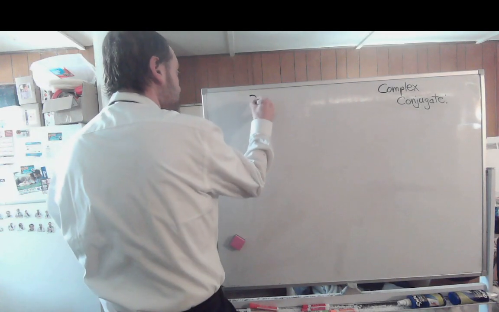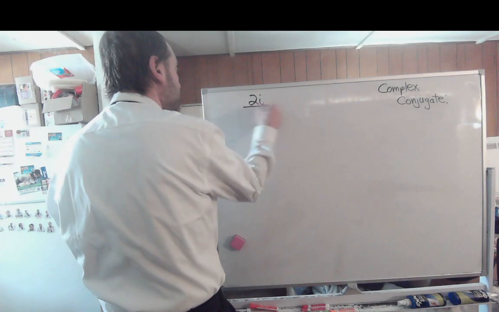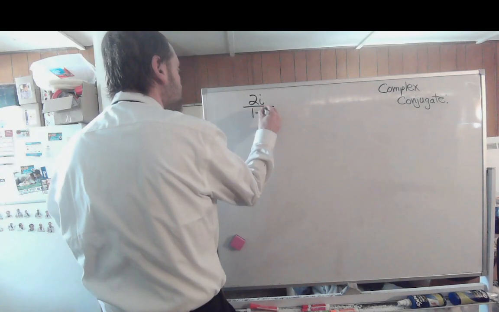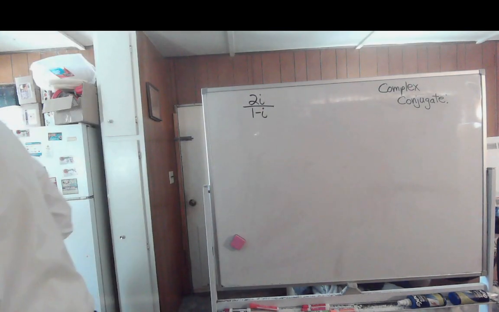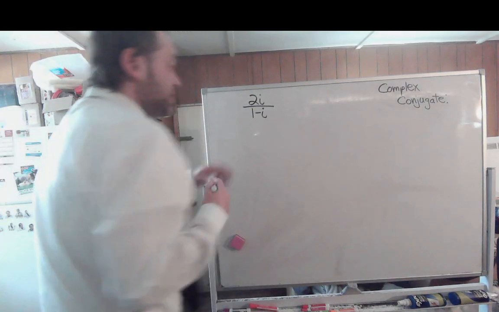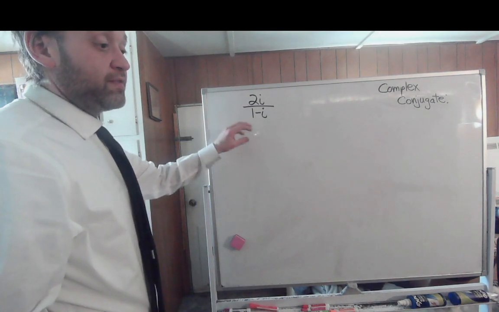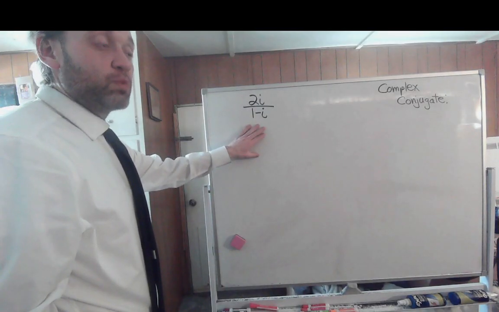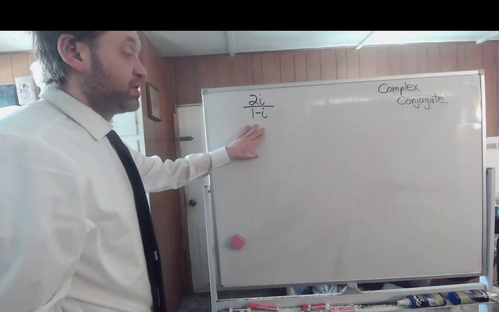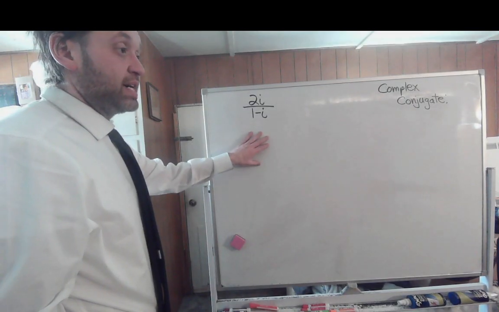Alright, next. So we have 2i over 1 minus i. Well, we have a complex number in the denominator, which once again we can't have. So we have to rationalize the denominator.